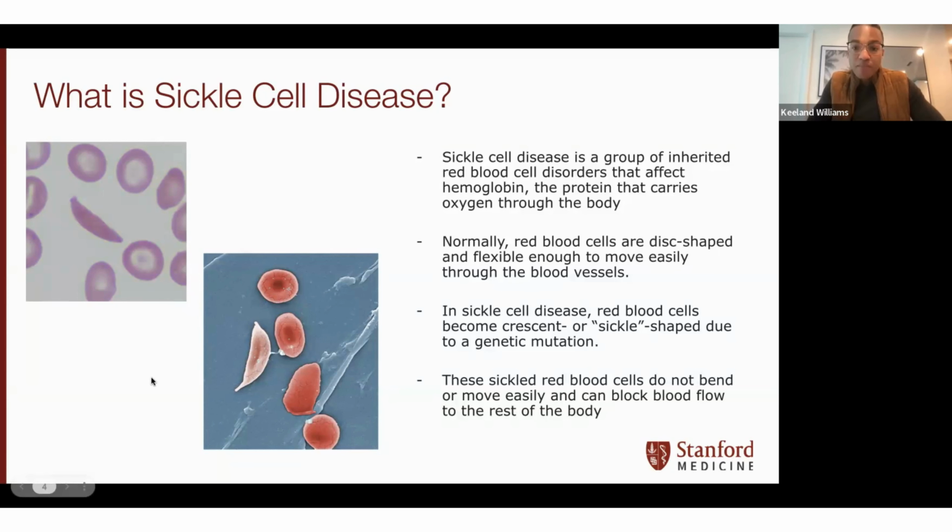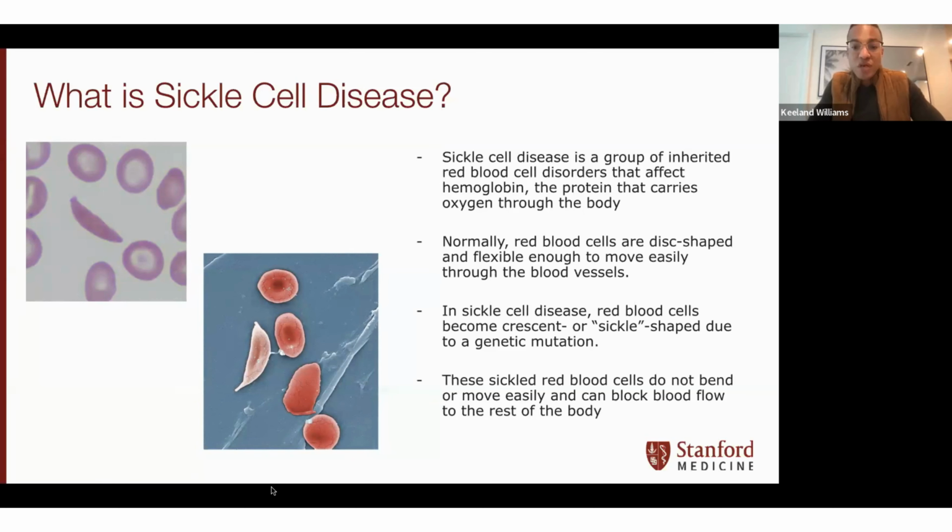However, in sickle cell disease, the red blood cells become crescent or sickle-shaped due to a genetic mutation of the hemoglobin gene that allows them to lose their cellular structure, as you can see here. So this would be a sickle cell red blood cell, and this would not be. This would be like normal ones that people who do not have the condition would have.